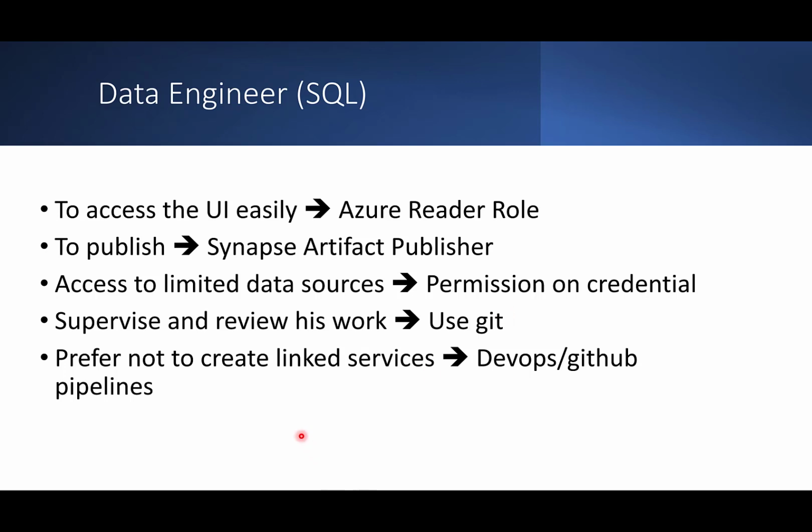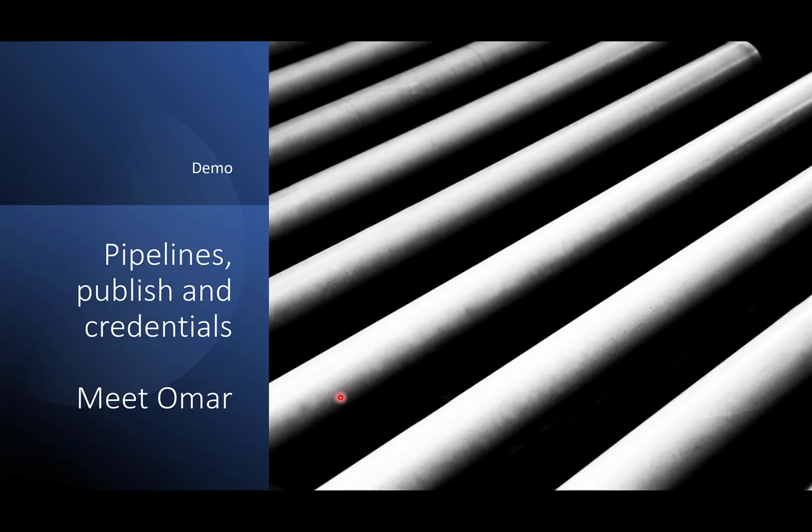For the preference to not create linked services, we will handle this using GitHub. I don't have a complete pipeline for it, but the idea is straightforward from a GitHub or DevOps perspective. We will cover this as well in the demo. Okay, so let's jump to the pipelines.